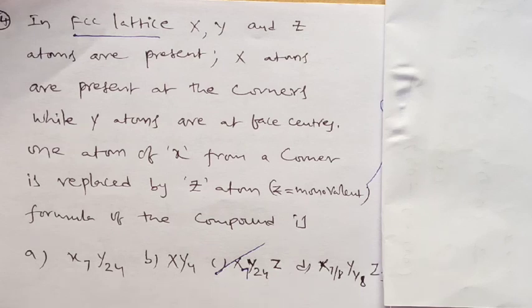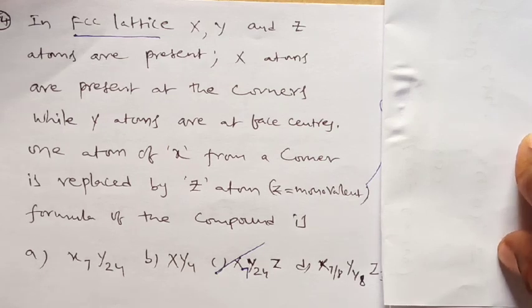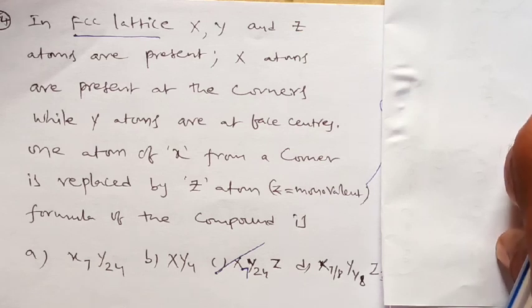In an FCC lattice, X, Y and Z atoms are present. X atoms are present at corners while Y atoms are at the face centers. One atom of X from a corner is replaced by a Z atom. Z is monovalent. Formula of the compound is? Based on the formula, many times they have asked questions. We may expect this model also in the coming examinations. It is a very simple and important model.